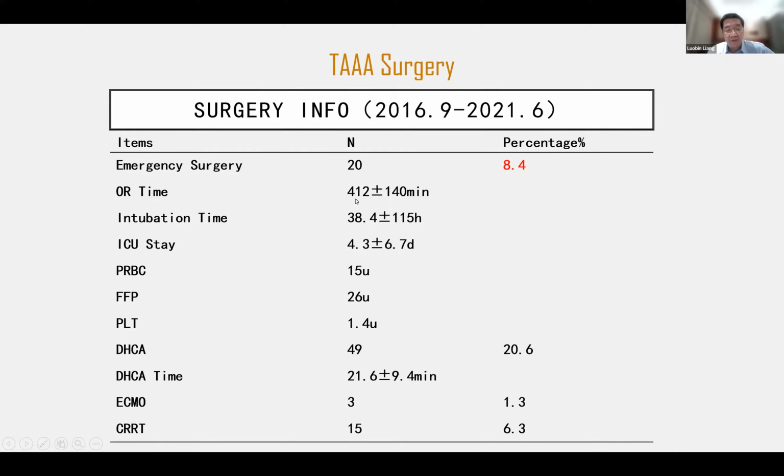The operative time is almost 400 minutes, and then the intubation time is 38 plus or minus 115 hours. That's the ICU stay, and also the information about all the packed cells and blood components we're giving to the patient. We used deep hypothermic circulatory arrest in 49 cases, 20% of cases. Three patients ended up on ECMO, and 15 patients post-op used CRRT for kidney problems.